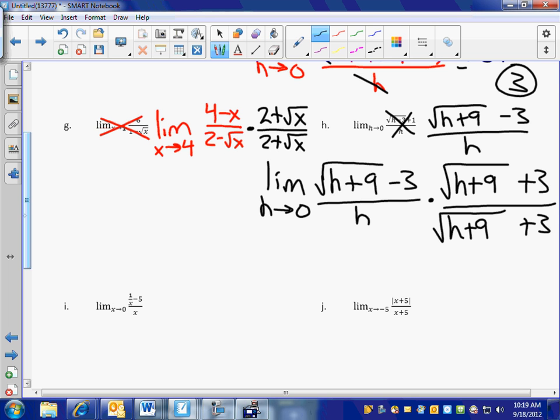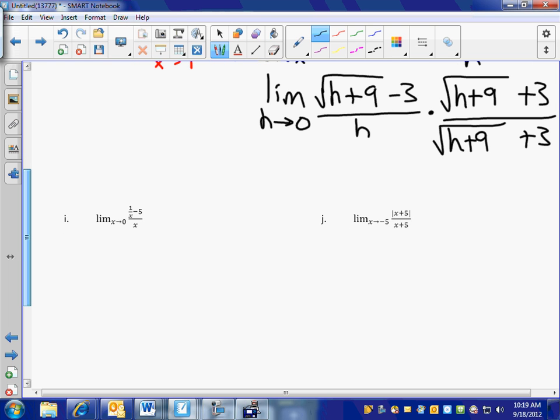Now, really take my advice on this before you try to distribute everything and work too hard, okay? Let's just look at the top. We have the limit as h approaches 0 of, what is going to be the square root of h plus 9 times the square root of h plus 9? H plus 9. Now, because this is the conjugate, what's going to happen in the middle pieces? It'll go away. You'll have 3 times square root of h plus 9 and negative 3 times square root of h plus 9. Those will cancel. And so it'll be left with just the n, which is negative 3 times 3, which is minus 9. Very good.